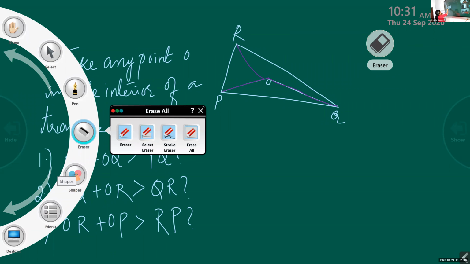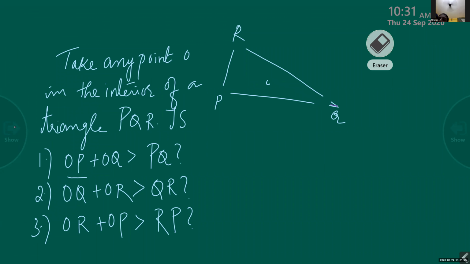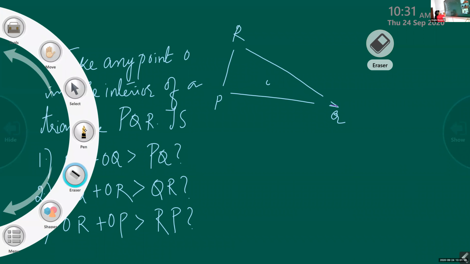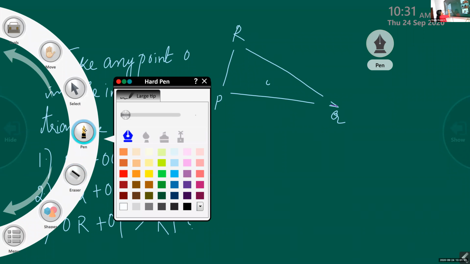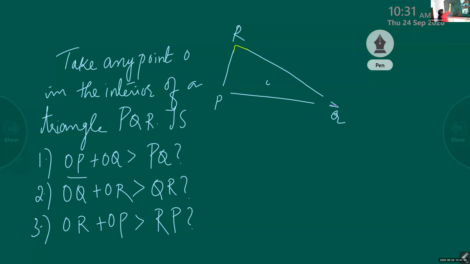Then any idea clicking to your mind? Anything when I have joined these three? Ma'am, inside the triangle, 3 triangles are formed. Inside that, 3 triangles are formed when I join O to the vertices. See, this one triangle is formed. Triangle 1, triangle 2, triangle 3. Okay, so what are the questions? Check.